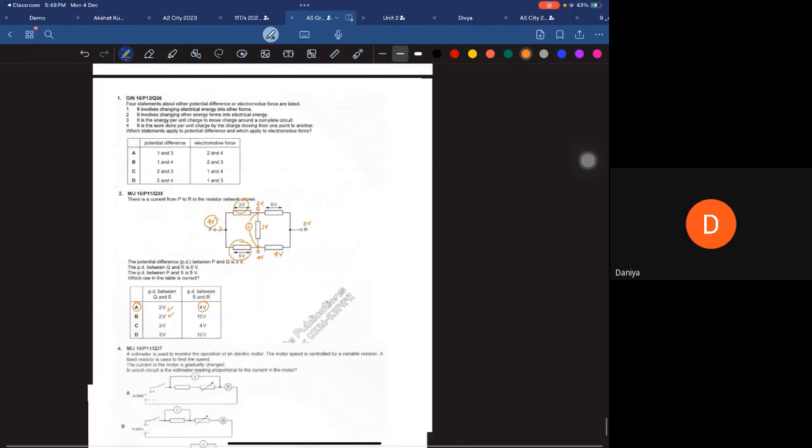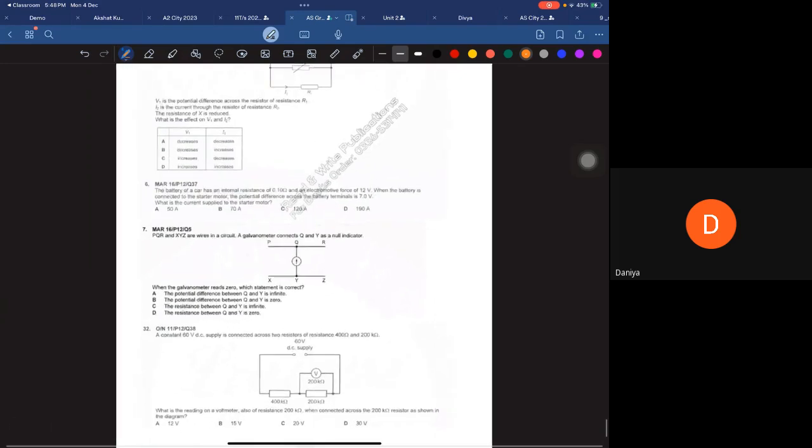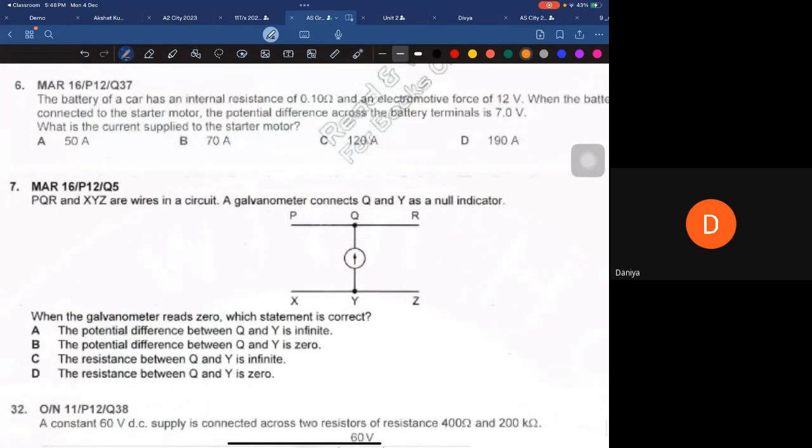Okay. Now, like this, you have another question which is similar to this one. It says PQR and XYZ are wires in a circuit. A galvanometer connects QY as a null indicator. The moment you hear this, it means the current here is 0. And why must the current here be 0? Because the potential here and potential here has to be the same. If there's no potential difference, then there's no current as well. Do you understand that? Yes. Which means the answer would not be potential difference QY is infinite. That's wrong. The potential difference between QY is 0. That's why. So current can't move if the potential difference is 0.